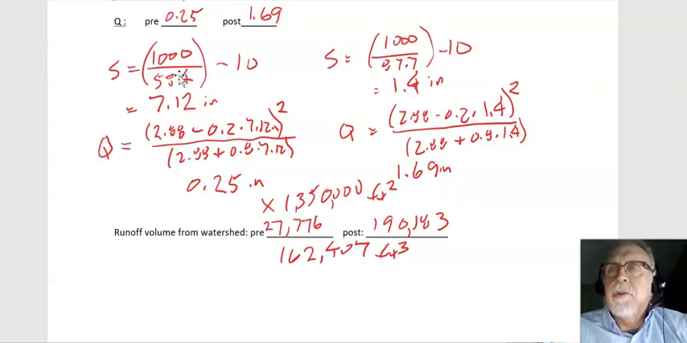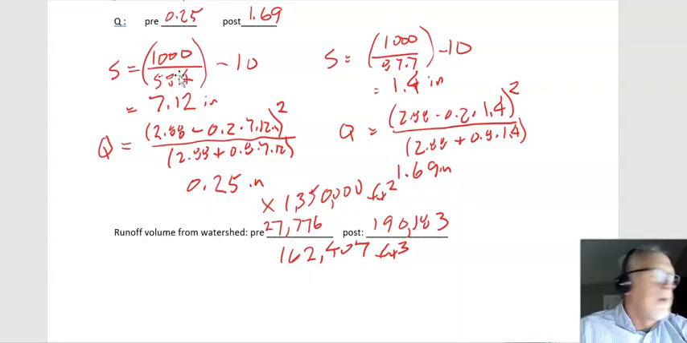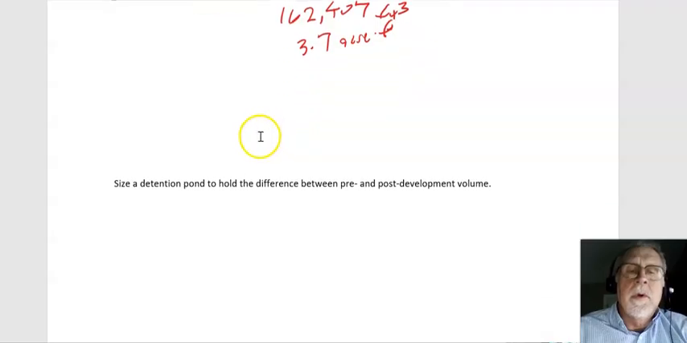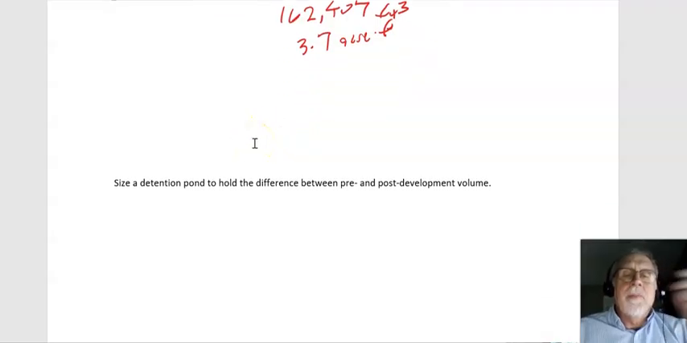And I can't let that run off. So I have to infiltrate it, get it to evapotranspirate, or reuse it. I have to do something with that. I can't let that run off. And that does turn out to be 3.7 acre feet. Size of detention pond to hold the difference between the pre-development and post-development volume.